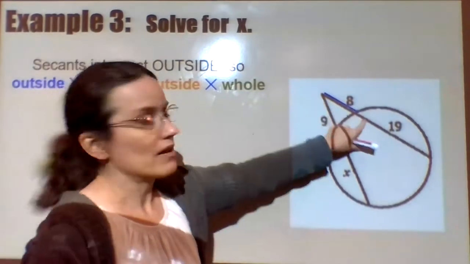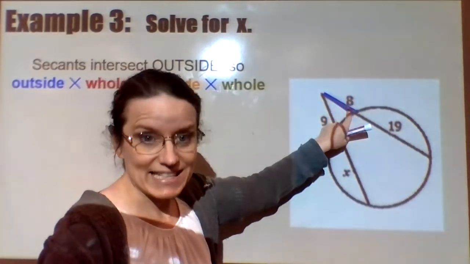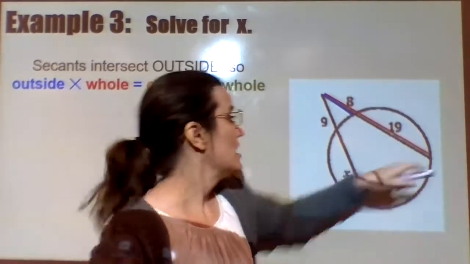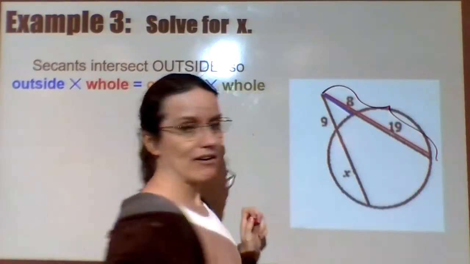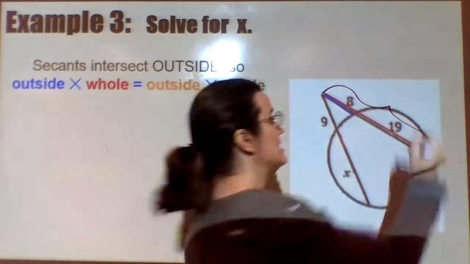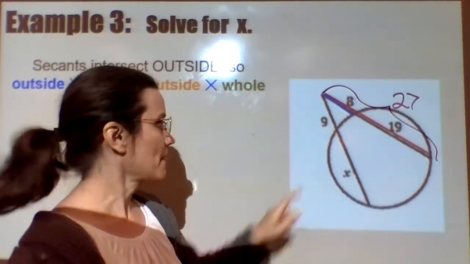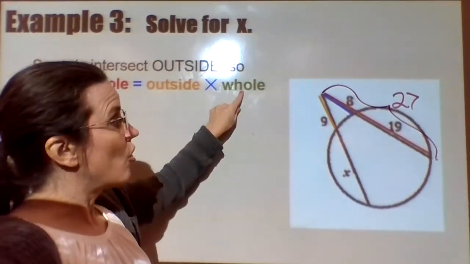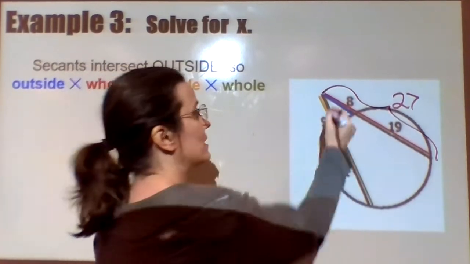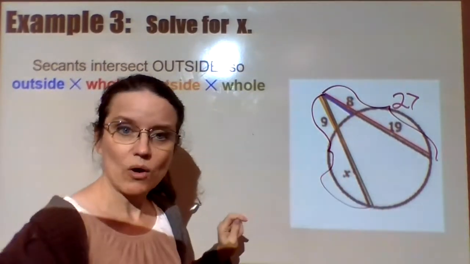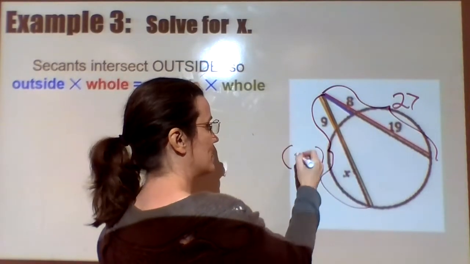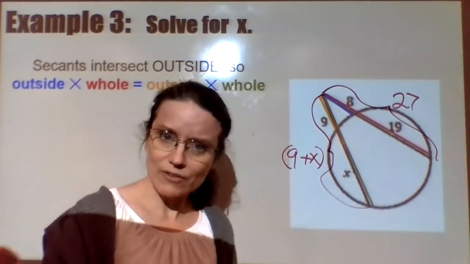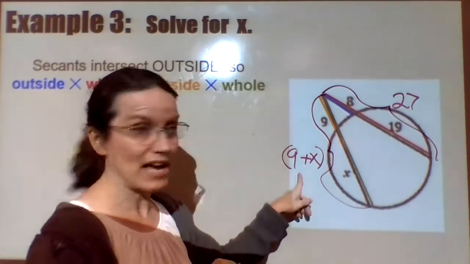So let's see what we've got in here. My outside part of this first guy is going to be this blue guy. He's 8. Okay? The whole thing is going to go from here to here. So I need to add up and find out how much that is. So the 8 plus the 19 is going to be 27. Then down here, I've got my outside part, which is 9. And then I need the whole thing, which is this green part. Well, again, I need to calculate how much that whole thing is. And to get it, I would take this 9 and I would add x to it. And I don't know how much that is, but I learned algebra. And so I can still play with the numbers without knowing what they are.